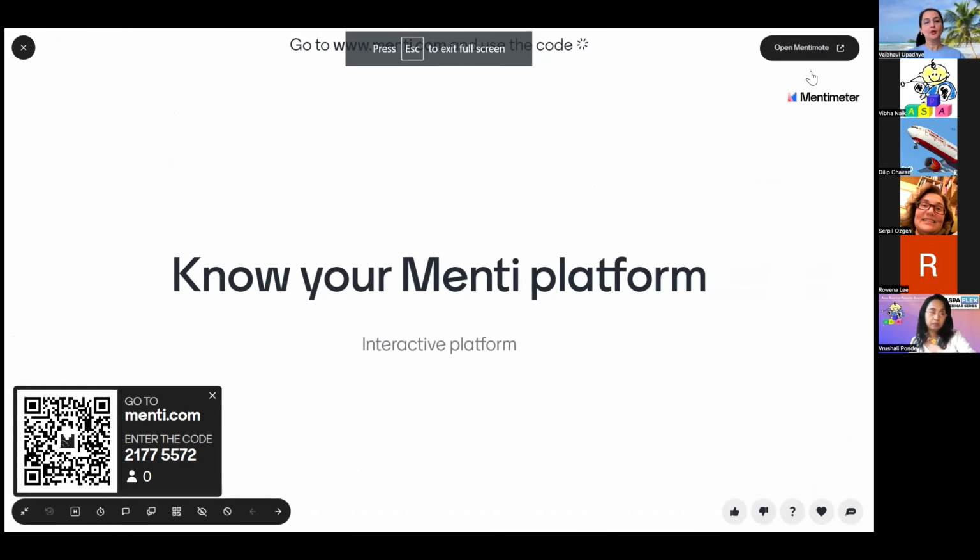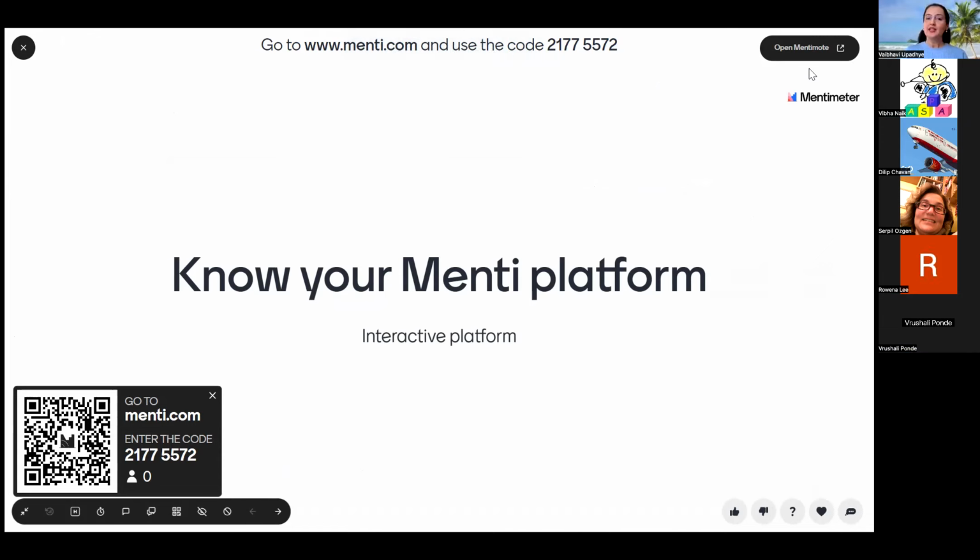So here we go to know our Menti platform. It is an interactive platform, like I said, so that we as panelists and facilitators can chat with you, and you can chat absolutely every aspect of the queries and the answers through this platform. And it's wonderful. I know you may ask me why not Zoom, but you will know soon the beauty of it.